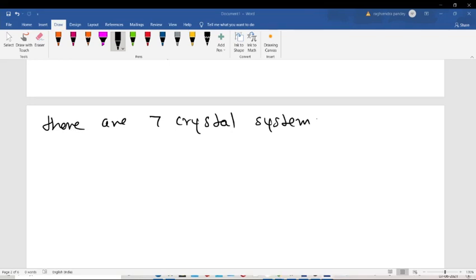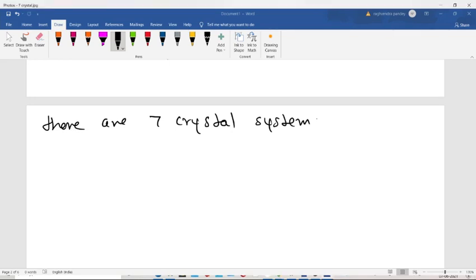Okay, see this one. So, seven crystal systems. One is your cubic. The first one is the cubic. That is where all the sides are the same and the angles are the same.